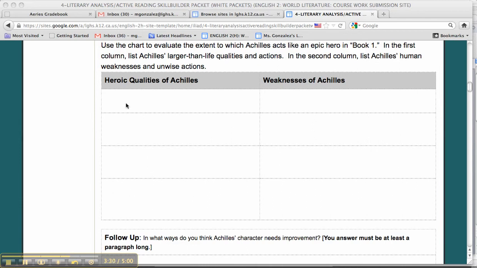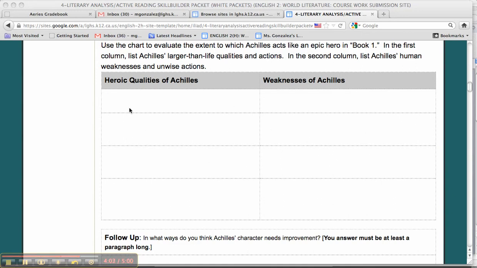You can include some of those divine qualities, but you also can put some of the qualities that make him that epic hero, that he's larger than life, that he participates in great, larger-than-life deeds, and that he gets into these adventures. What makes him an epic hero? What are those strong qualities that show that? And then on the weaknesses side, you put what are those things about him that are pretty human, that are not heroic at all. There's a lot of them in here.